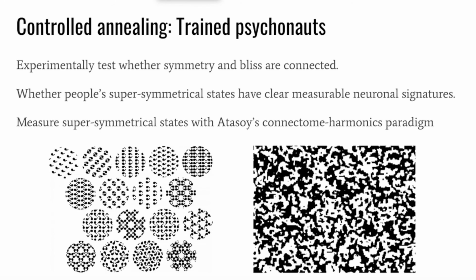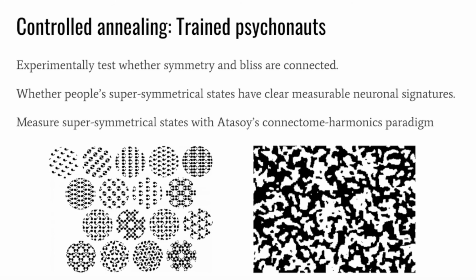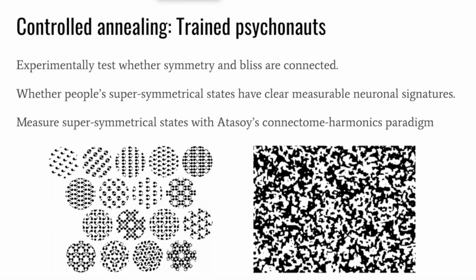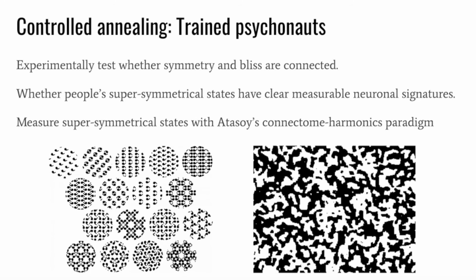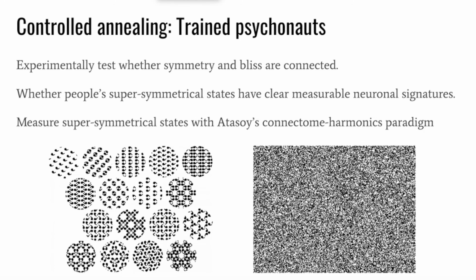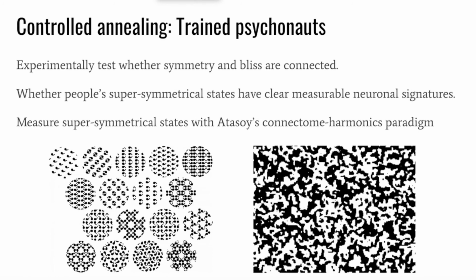And yeah, just to conclude, this is the final slide. In addition to making predictions for MDMA, we're also making predictions that we could basically train psychonauts to go into the supersymmetrical states. And we would predict that they will say they're very pleasant. And also we will predict that on the brain harmonics paradigm, they will be very consonant states.